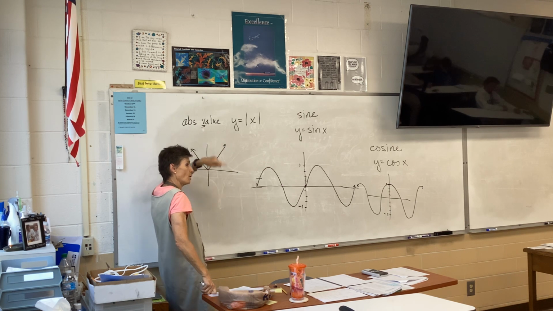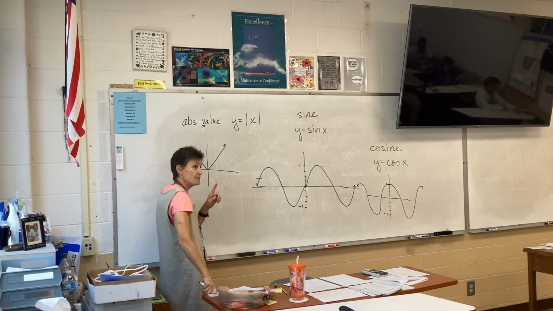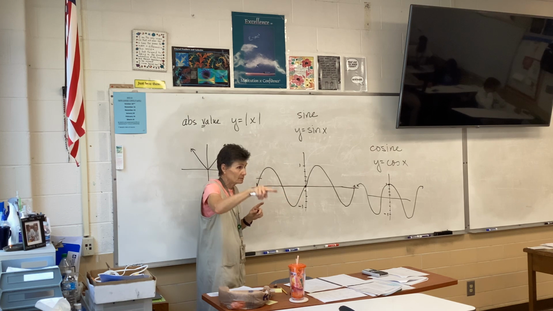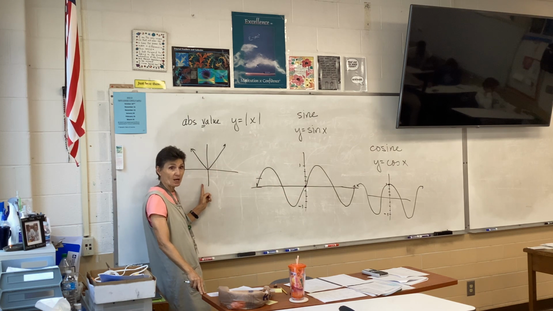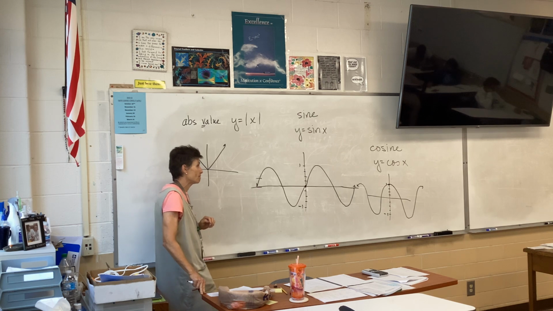Which one of the other ones that we've already done does this one kind of look like? The squaring function. The difference is the squaring is a U shape and the absolute value is a V shape. So you want to make sure when you draw those two that you draw them different from each other.